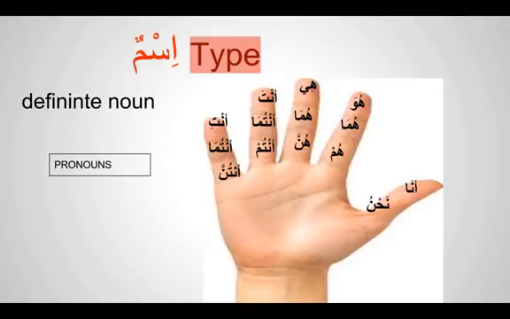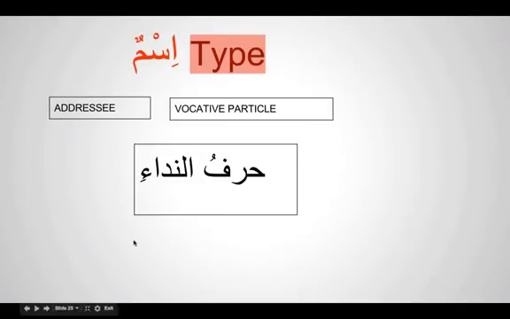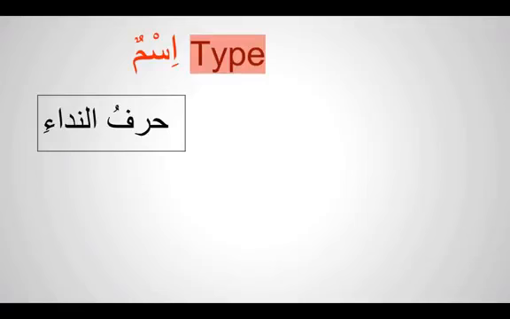And how else a noun becomes definite is by what is called the addressee. We use what is called a vocative particle. What does this mean? It means when you call somebody, for example, in English we use "oh man." To call somebody, it's called harfu nida. What is the harfu nida? The particle which is used to call people, to call attention, is called ya. Ya is called harfu nida.